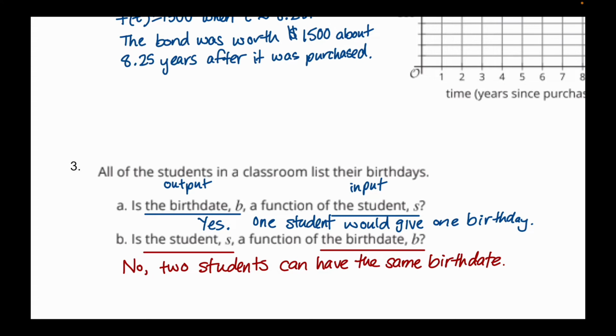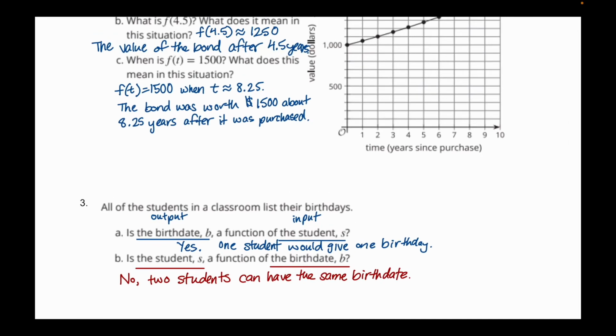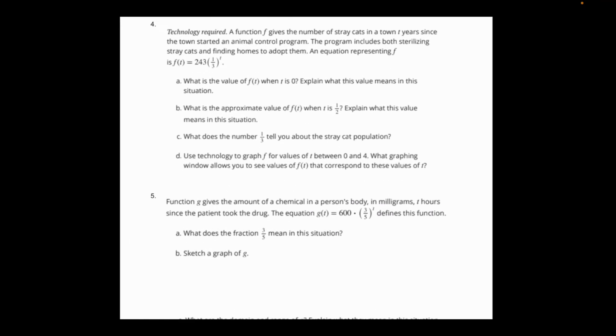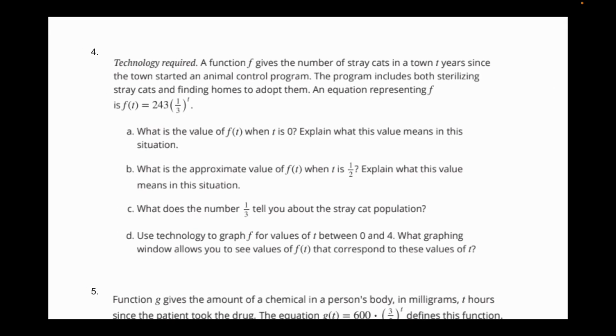And that's it. It is not always going to be a function, so my answer for this will be no, although you could make it a little situational and say, if two students have the same birthday, then it's not. But since it's not always going to be, I just like to default to no, because we can't count on it to always be a function here. So that's the first half of this assignment. Let's look at the back side. So this one says technology required. So we are going to be looking at some approximate values.